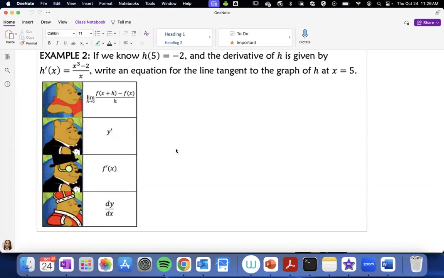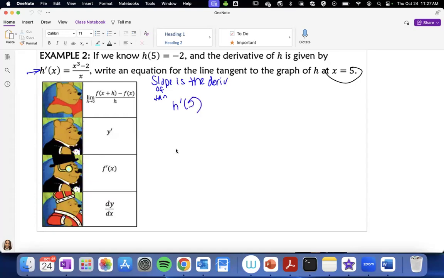So I know the original function h of 5 is negative 2. The derivative is given, and I want the equation of the tangent line at x equals 5. What is the first thing I need to do? Plug in x to get what? The slope. The slope of the tangent is that derivative, right? So the slope is the derivative. The slope of the tangent is the derivative. So that's h prime of 5.